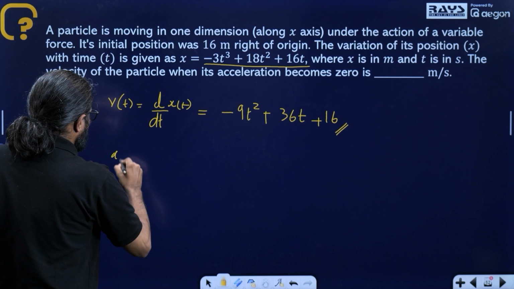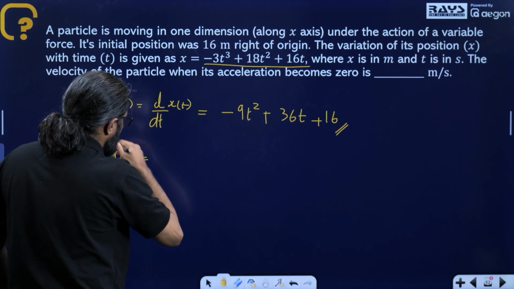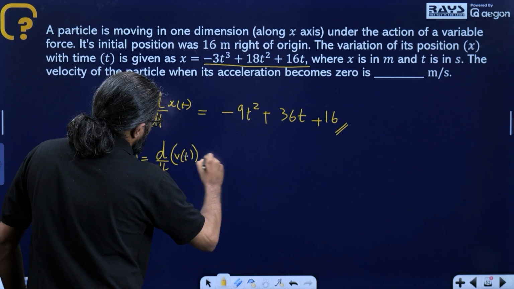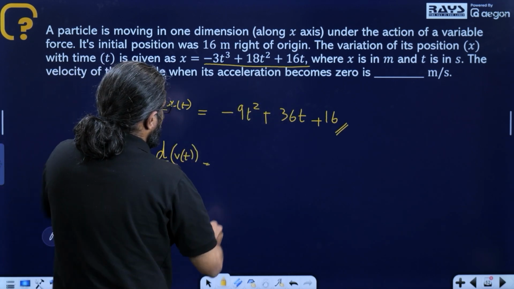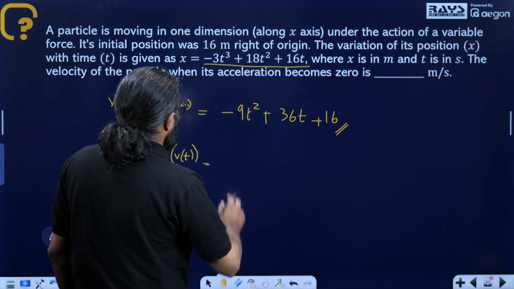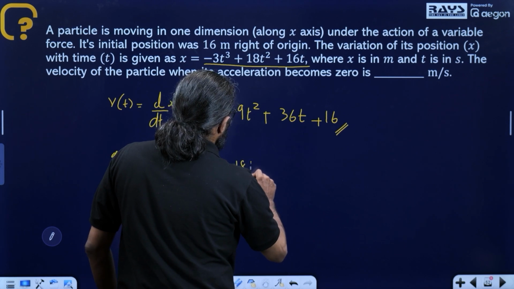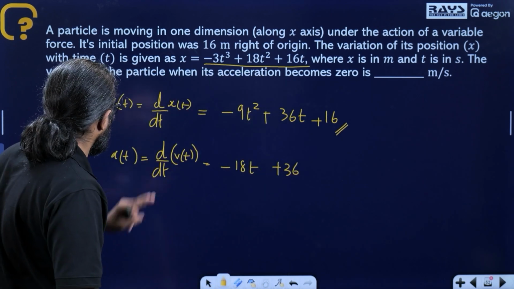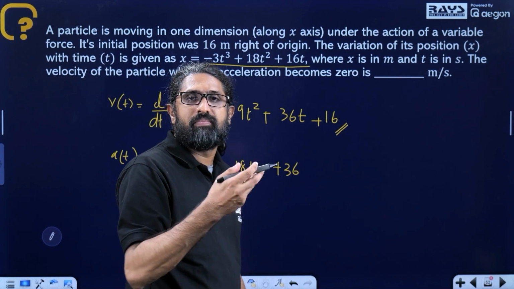Now what will be a of t? A of t will be equal to d by dt of v of t. So take one more derivative of this, or the double derivative of this. That makes it minus 18t plus 36. That is the acceleration. Now when will the acceleration be 0?